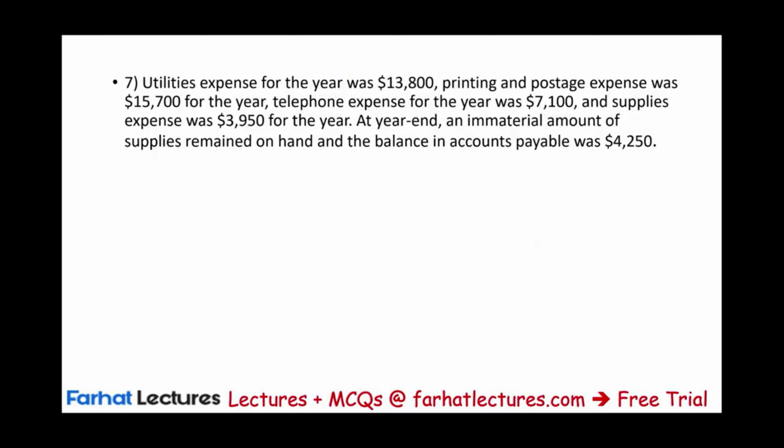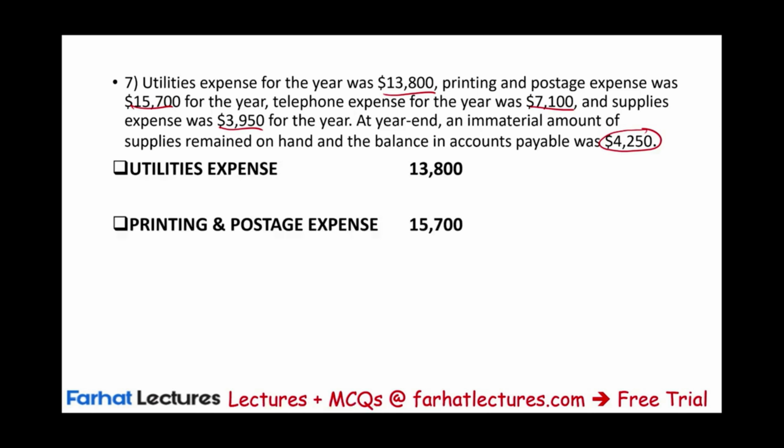Utilities expense for the year was 13,800. Printing and postage expense 15,700. Telephone expense 7,100. Supplies expense 3,950. At year end, an immaterial amount remained, and the balance in the accounts payable was 4,250. Now we need to record these transactions, record those expenses, and record the payable.